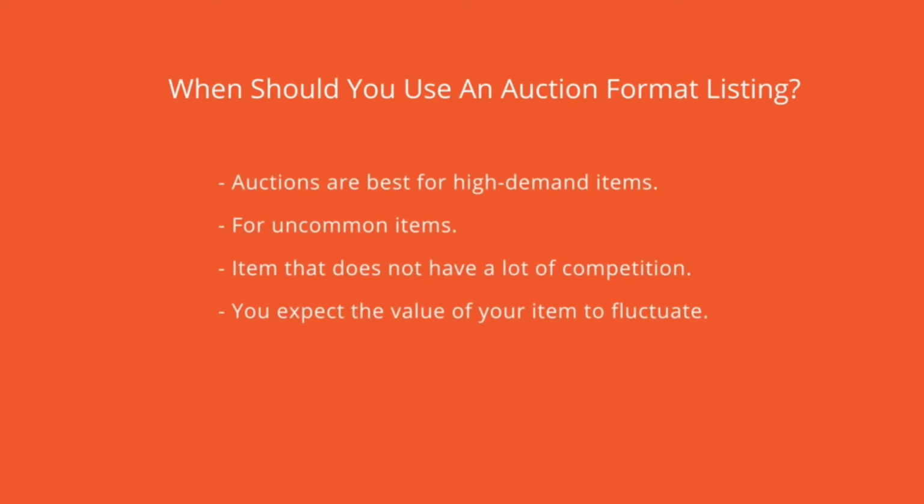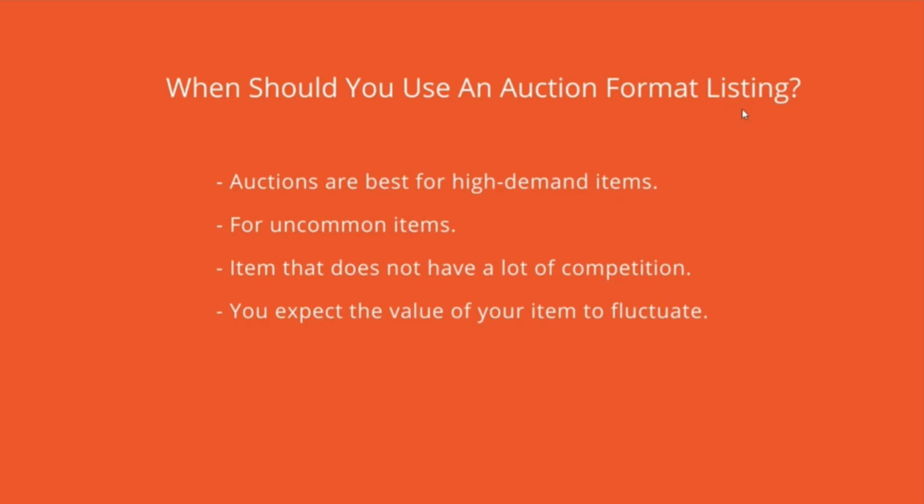Next, let's talk about when you should use an auction format listing. Before you bid on an item, do some research to find the listing that gives you the best chance of winning for the lowest possible price. First, when you've got high demand items or you've got a lot of people searching for that item. Next, when there are not many of this same item on eBay, relative to the number of buyers. When you're selling an item that does not have a lot of competition. You expect the value of your item to fluctuate, so you want to sell it quickly while it's still potentially worth a lot of money.